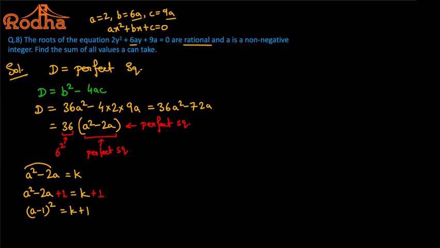So basically you can see that a square minus 2a equal to k, and I know that a square minus 2a is a perfect square. That means k is a perfect square for sure, right? And a minus 1 का whole square is also a perfect square. That means k plus 1 is also a perfect square for sure. ठीक है? So what I'm getting is k is a perfect square and k plus 1 is also a perfect square.